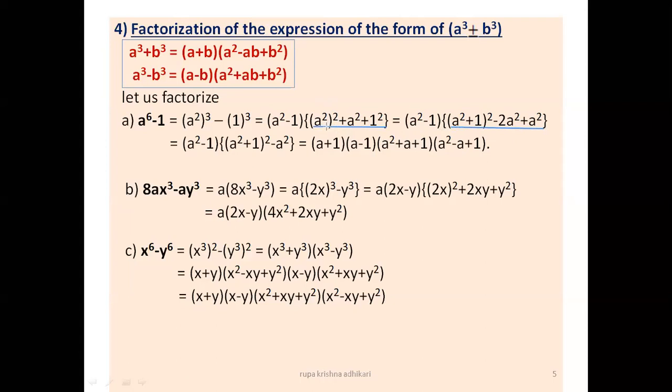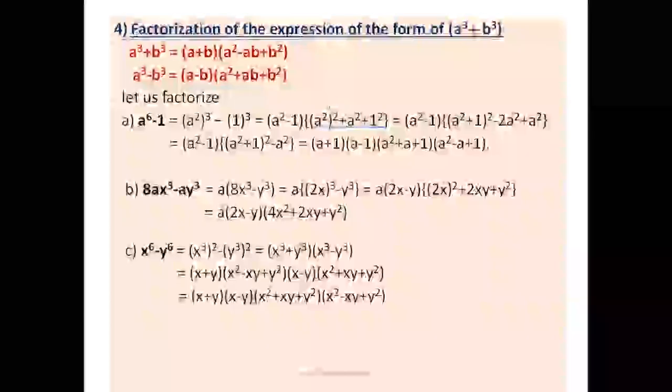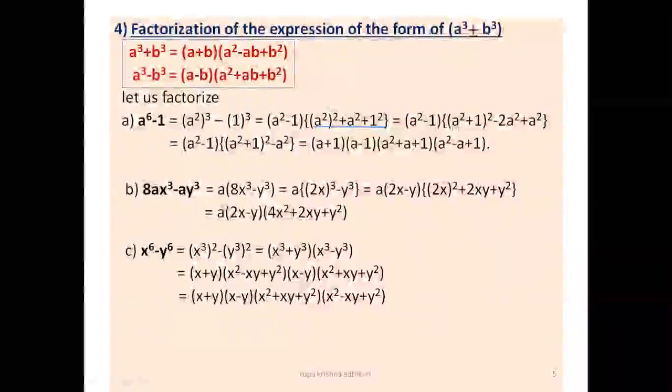How? Look here, a square plus b square form. A square whole square plus 1 square, that is written as a square plus 1 whole square minus 2a square. And this a square as it is written here. That is, once again I am telling you, a square plus b square form, that I have written a plus b whole square minus 2ab plus a square as it is I have written here at last. That is, I have arranged it and applied the formula. Which formula? The previous one.